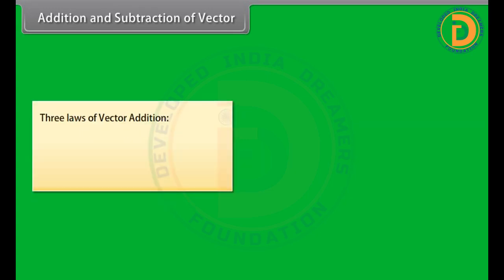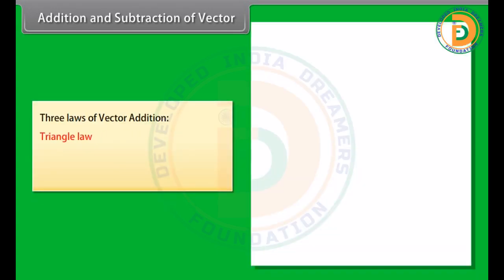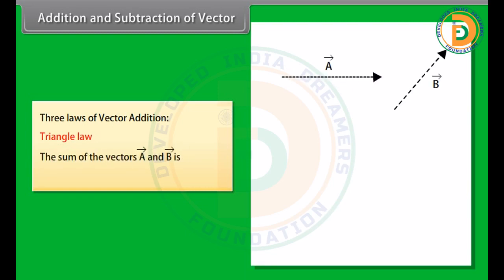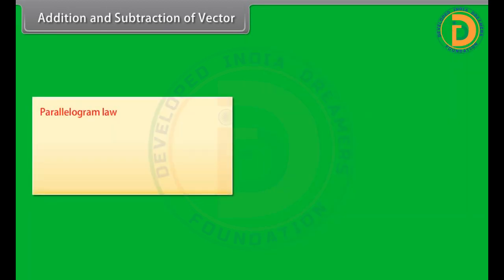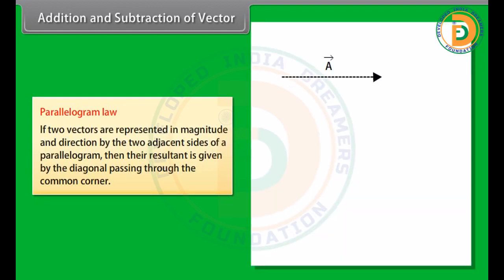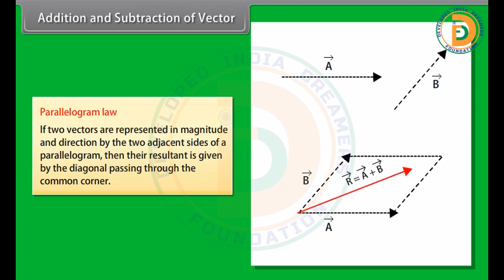Addition and subtraction of vector. Vector addition is done with the help of 3 laws. A. Triangle law. The sum of the vector A and vector B is R vector is equal to A vector plus B vector. B. Parallelogram law. If 2 vectors are represented in magnitude and direction by 2 adjacent sides of a parallelogram, then their resultant is given by the diagonal passing through the common corner.